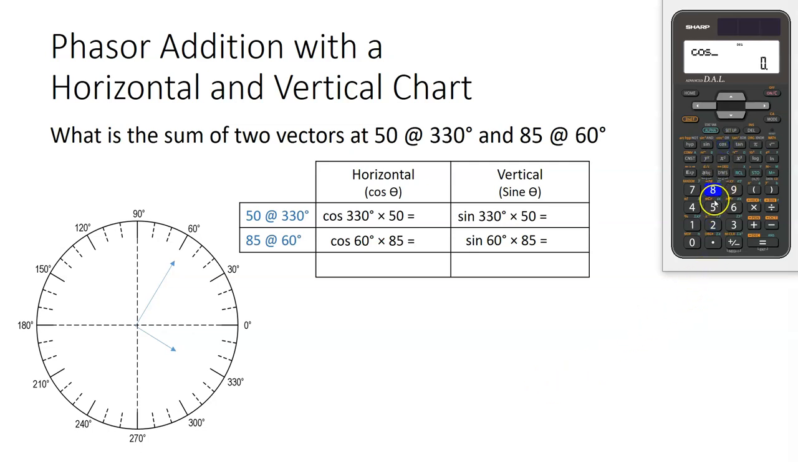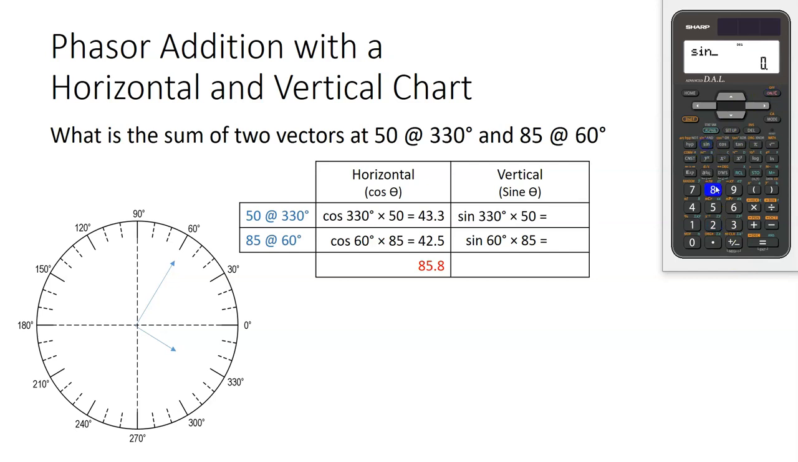We'll take the cosine of 330 degrees and multiply that by the hypotenuse, 50, the magnitude of the vector, and that will give us 43.3. Enter that on our horizontal vertical chart. We will take the cosine of 60 and multiply it by 85. Gives us 42.5. We will enter that on our horizontal vertical chart. Then we will add those two horizontals together. 43.3 plus 42.5. And the sum of those horizontals is 85.8. Enter that as the total for our horizontals.